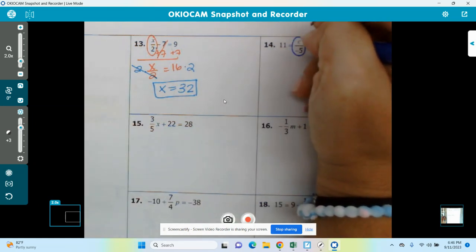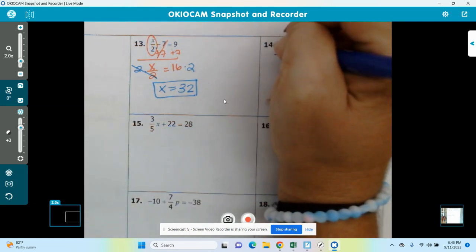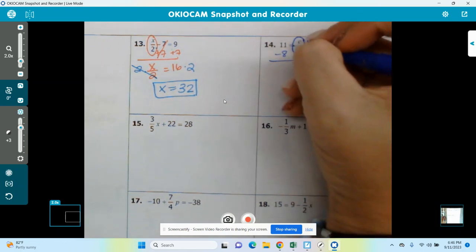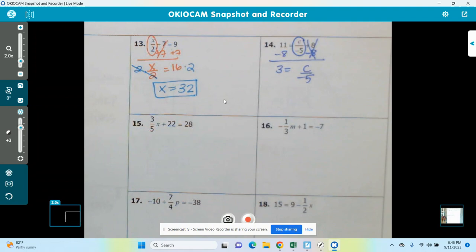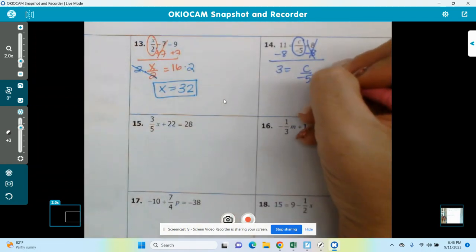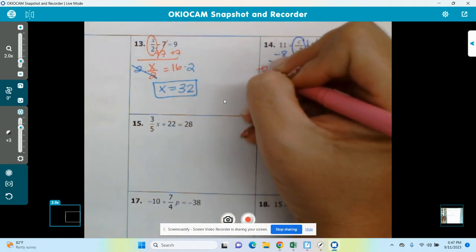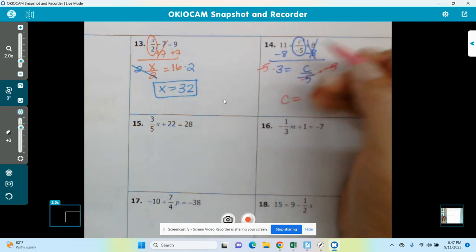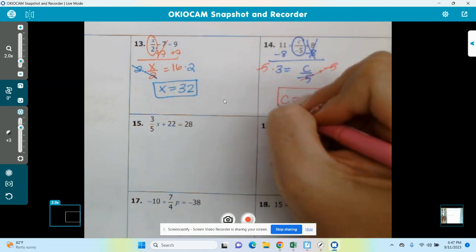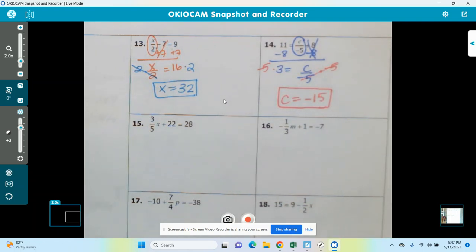Okay, here's my variable term, so I'm moving this plus 8 first. Don't get confused there. And then I am going to multiply by that negative 5. Cancel it. Variable's going to go on the left, and negative 5 times 3 is negative 15. Okay, those are all the ones that are a true two-step for us.